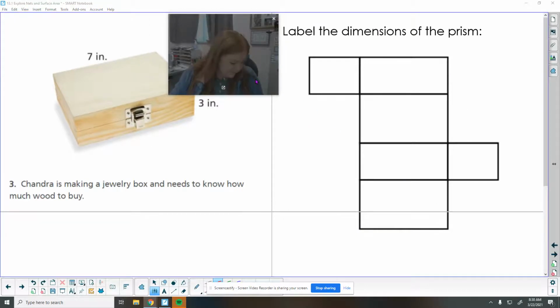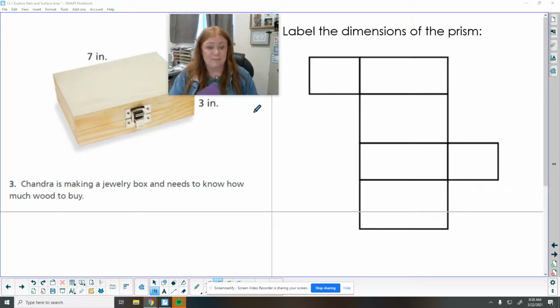Hey, here we have a rectangular box prism. Chandra is making a jewelry box. Here's her jewelry box, and she wants to know how much wood she needs to buy. So she needs to know the surface area of each of these pieces. You can see her net looks a little bit different. They just took one of these pieces and have it here, but as long as you have it on one side, it will fold up here.